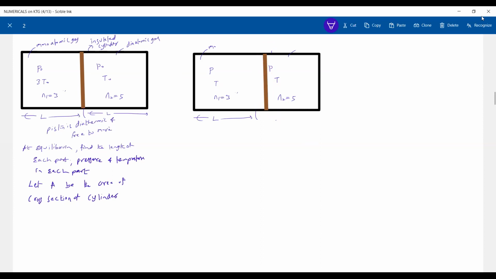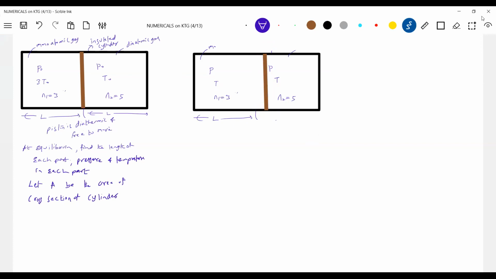Are you seeing different length? Let this length be x2 and let this length be x1. Diatomic, this is monatomic. As the piston is conducting, final pressure must be same. Why final pressure should be same? Because net force should be 0. Here it will exert a force PA and PA. Since conducting, temperature must be same.